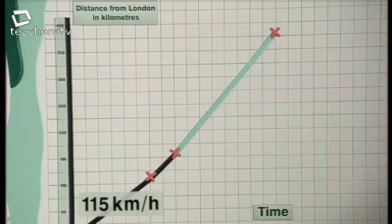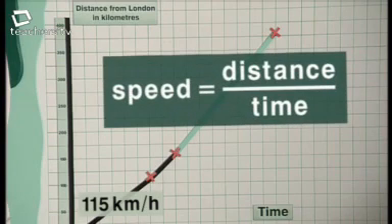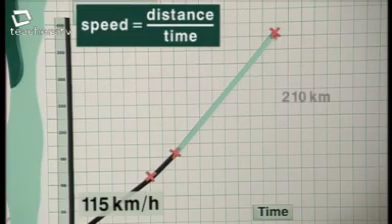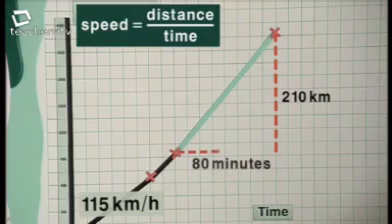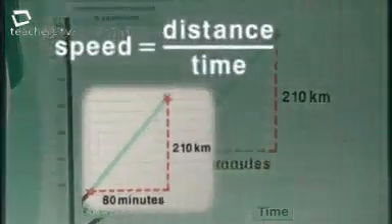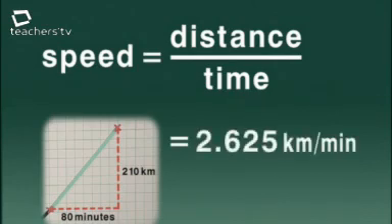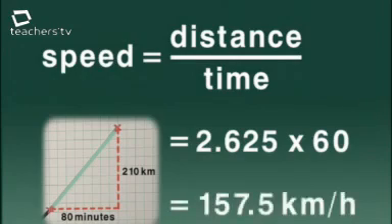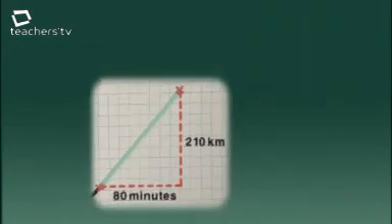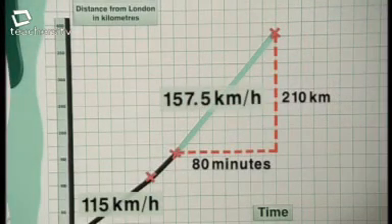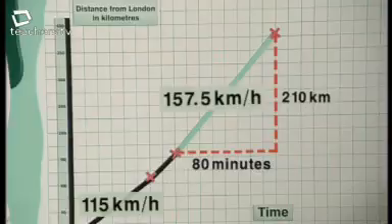It's a more complicated speed calculation than before, so we need to use the equation speed equals distance travelled over time taken. The distance travelled was 210 kilometres. And the time taken was 80 minutes. So the speed is equal to 210 divided by 80, which is 2.625 kilometres per minute. Multiplying by 60 to convert it into kilometres per hour gives 157.5. Which is 42.5 kilometres per hour faster than the Eurostar's speed in the UK.